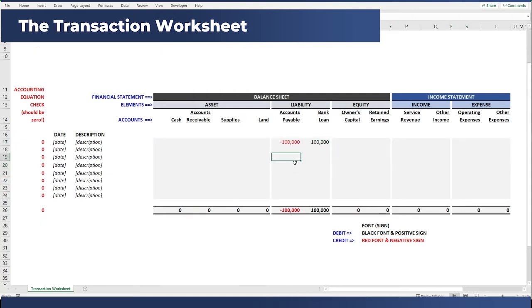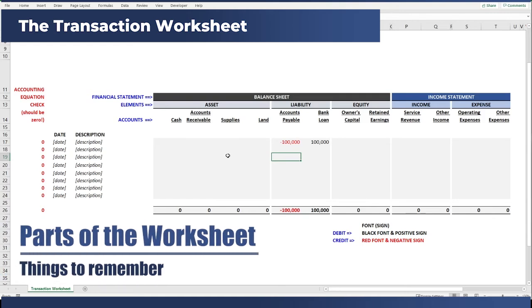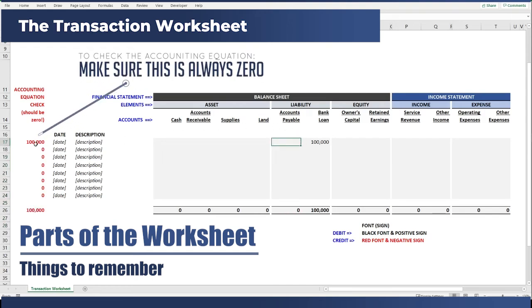And now, the last column that I want to discuss with you, which is one of the most important for me, is the first column right here. It proves the accounting equation check. For example, if your entry is not balancing, you will see that it is not zero. As long as it is not zero, you are doing something wrong in your entry.